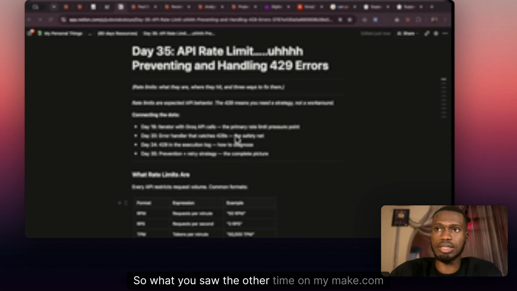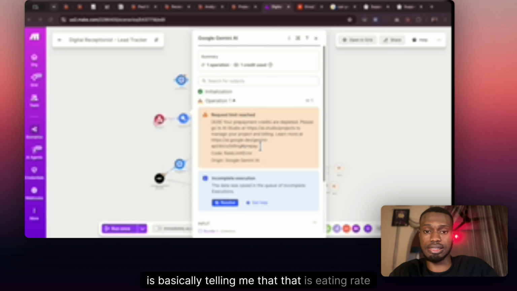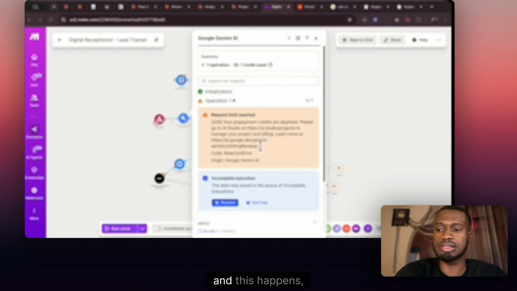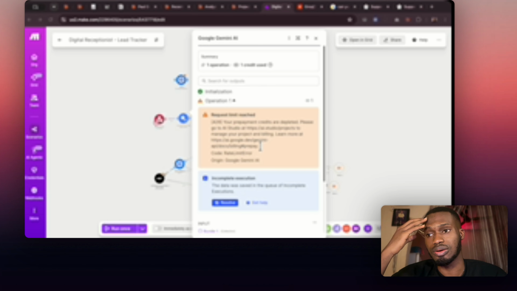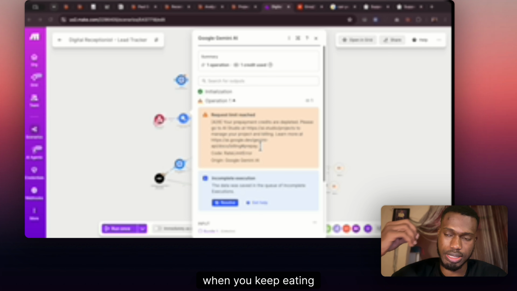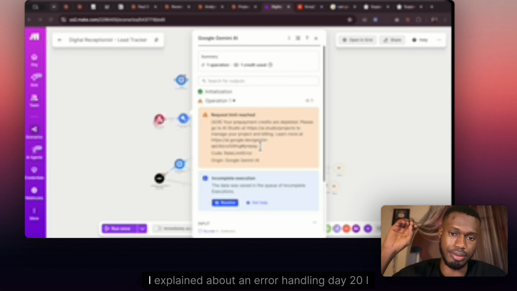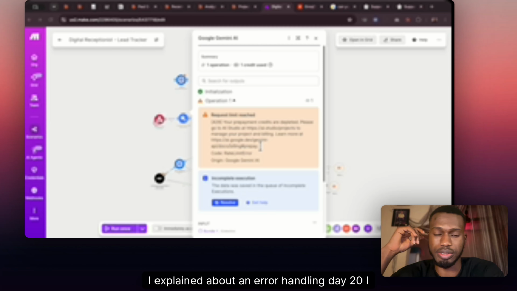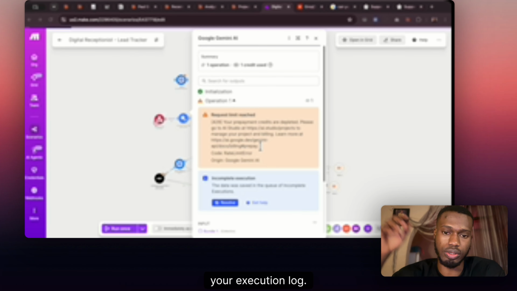What you saw the other time on my make.com scenario, which is this, is basically telling me that it is hitting rate limits, and this has really happened in AI more than in any other software or service. And that is because when you keep hitting errors like this, if you don't have an error handler that catches this, I explained about an error handler in day 20, I believe, you don't have it diagnosed in probably your execution log.